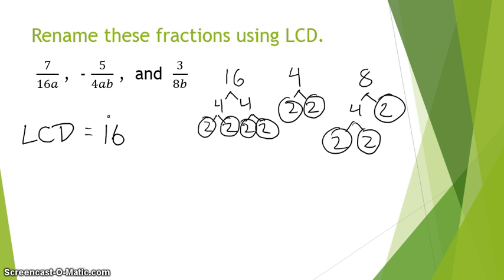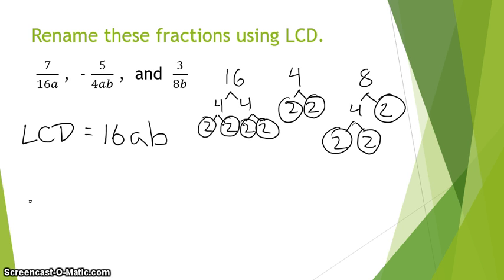Now, don't just stop there, because you have some letters to deal with. 16 has an A, 4 has an AB, and 8 has a B. So which number uses A the most? So 16 uses A once, 4 uses A once, and 8 doesn't use A at all. So I'm going to use A once because it appears once in both of these. And then 16 doesn't have a B, 4 has a B, and 8 has a B, and they both have 1. So since the most number B occurs is 1, I'm going to use 1B, and that's it.